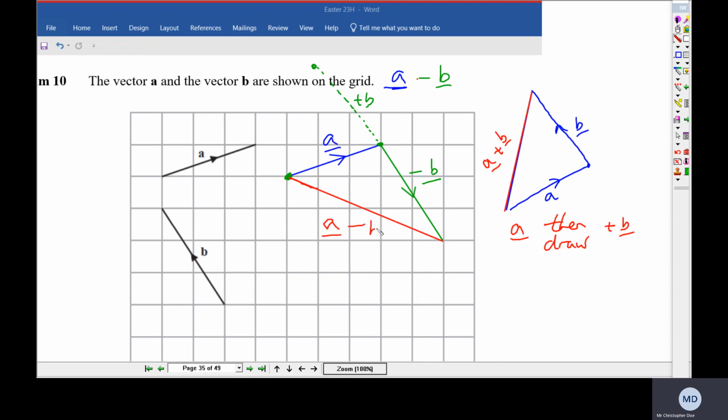A, then minus B. Think of it as A followed by drawing minus B. There's A, there's minus B, join them up. Could you draw that for a mark with a ruler? You go yourself a couple of minutes.